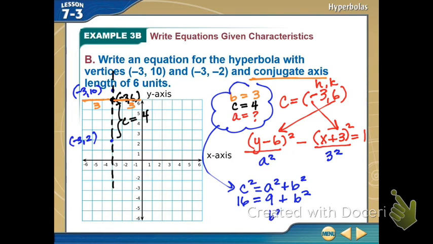16 minus 9, I'm going to get b squared equals 7. Okay, so that means that this guy right here should go up here, right? So now I can replace this guy with 7. So quick summary, again, of what I've done.